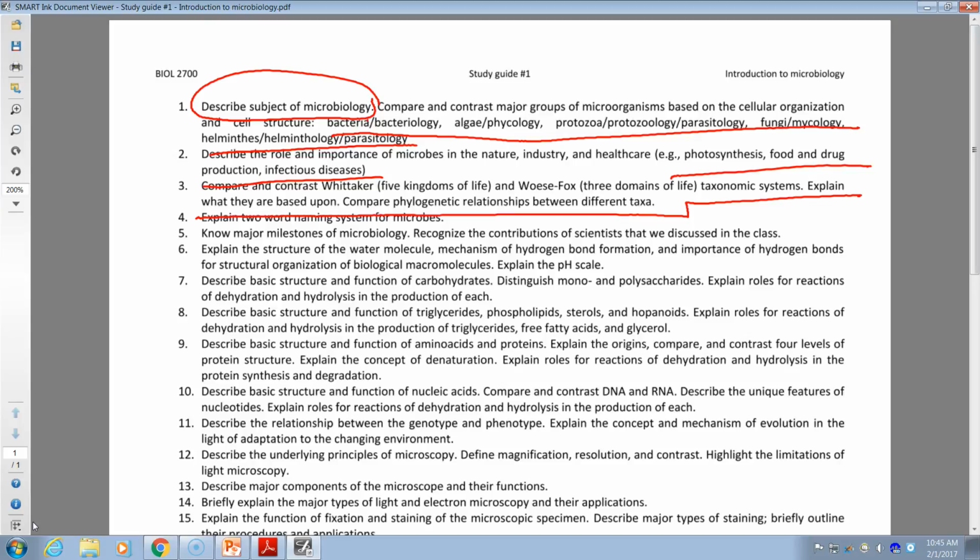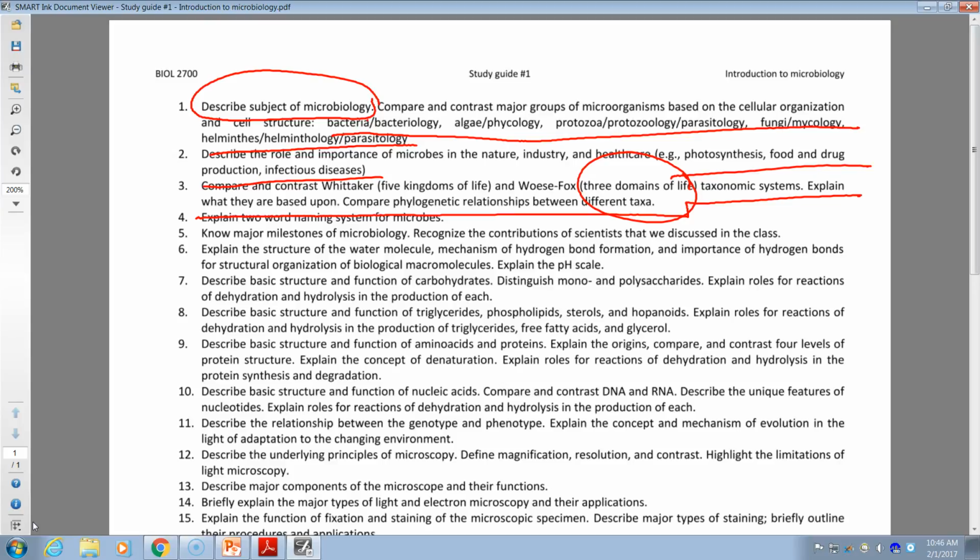Woese-Fox system. It divides all living organisms into what? 3 domains, which are archaea, bacteria, and eukarya, right? Understand the phylogenetic relationships between the domains. Which 2 domains are closer to each other? Archaea and eukarya are closer to each other than both of them to bacteria. Does that make sense? Now, what is the Woese-Fox system based upon? Genetic relationships, okay? Genetic similarity.